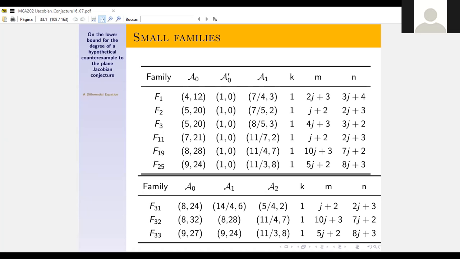So in this family, A0 is 4, 12, then the degree is 16 times 3, this is 48, and 16 times 4, this is 64. So we have here a possible counterexample with degree of P equal to 48, degree of Q equal to 64. If we take J equal to 1, then this is 5, and this is 7. So the degree of the possible counterexample is 16 times 7, which is 112. And all the other small examples have 2 and 3. This is the smallest pair of integers that are coprime, but do not divide each other.